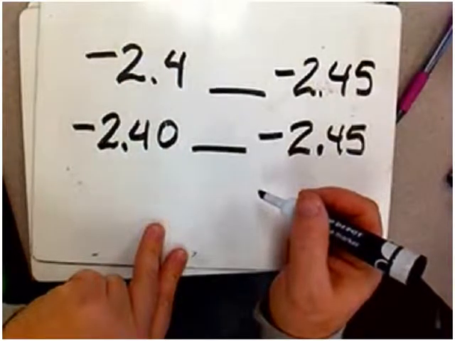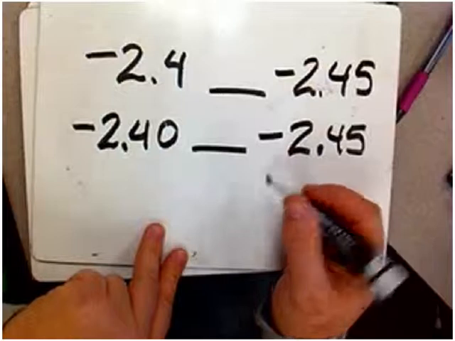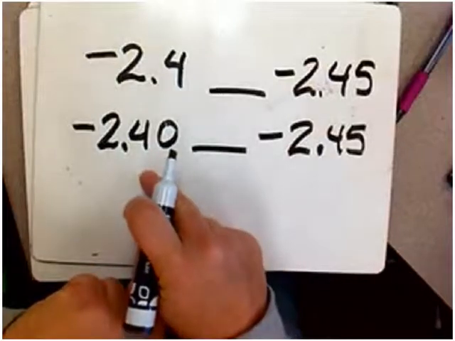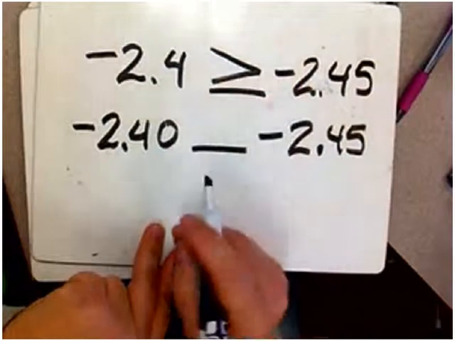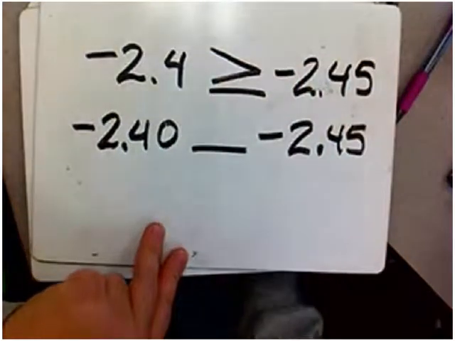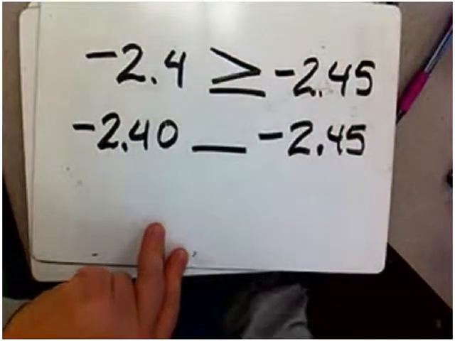Not in negative land. Oh, no, sorry, closest. Closest to 0. So it would be negative 2.4. Negative 2.4 is closest to 0. So that's actually greater than, isn't it? So negative 2.4 is greater than negative 2.45.